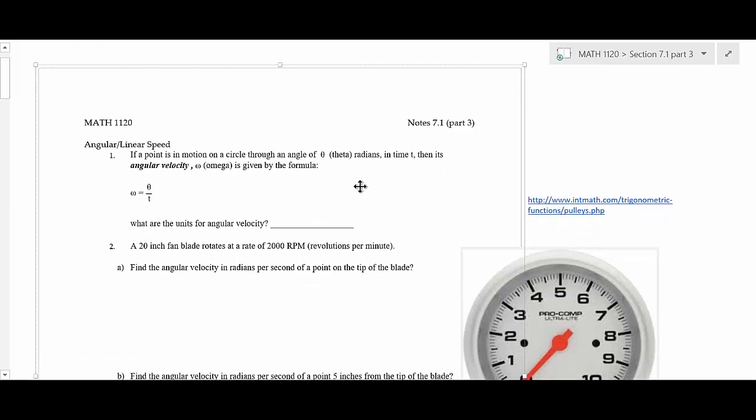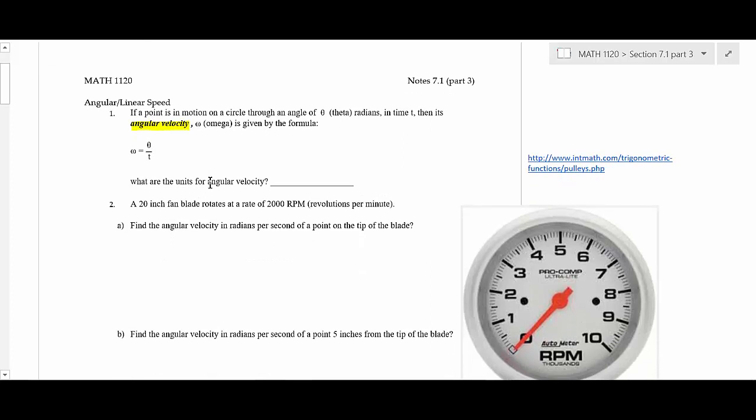Okay? So to begin with this idea, first thing I'm going to introduce you to is what we mean by angular velocity. Okay, if you're not familiar with that topic, well, every time you drive in a car, angular velocity is coming out on this thing, which is called a tachometer.